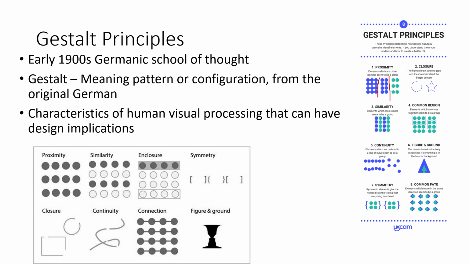Closure: the human brain ignores gaps and tries to understand the bigger context, so we don't need complete enclosure of a symbol. But also, if we go over here to this version, enclosure is also a grouping mechanism. If we put a border around a set of elements in a system, they again will be inferred by your visual system to be grouped together.